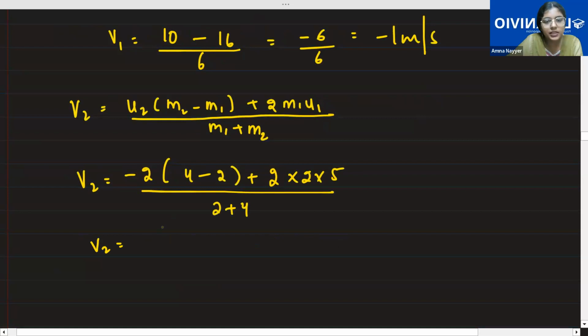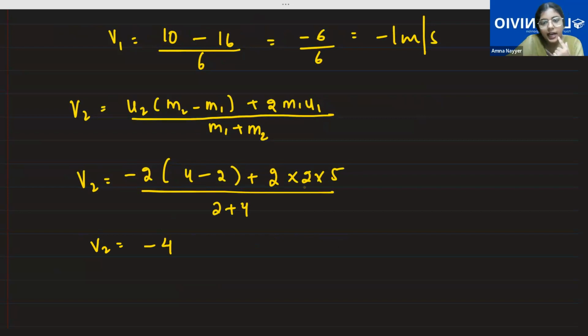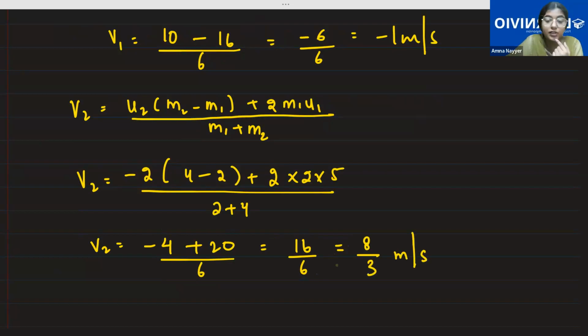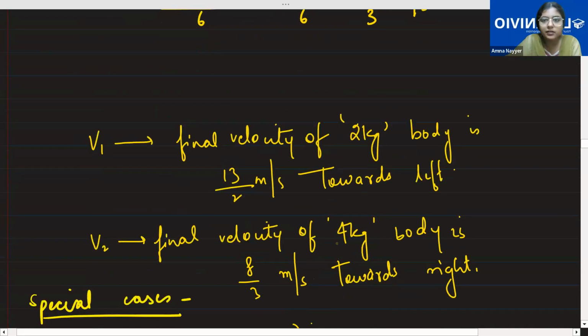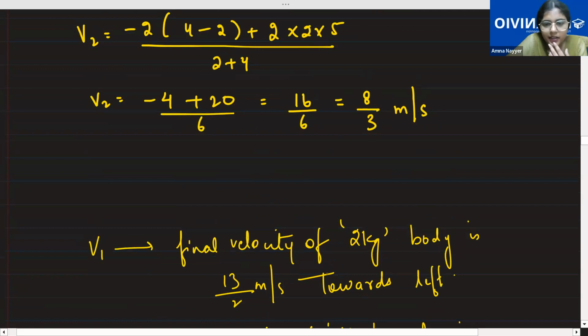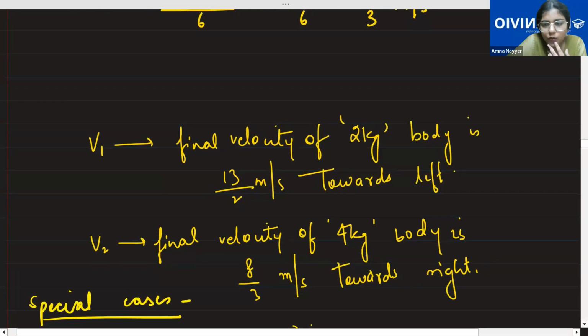So this V2 is equal to, see, 4 minus 2 is 2. This becomes minus 4. And 4 into 5 is 20, divided by 6. That is 16 by 6. So we can reduce this, it will be only divisible by 2. So 8 by 3 meter per second. So this is coming positive. I'll just make a change here. 8 by 3 is matching. This is 13 by 2 towards left.